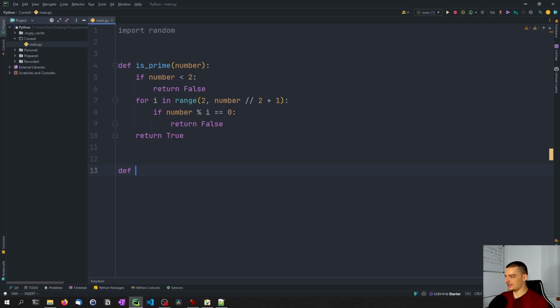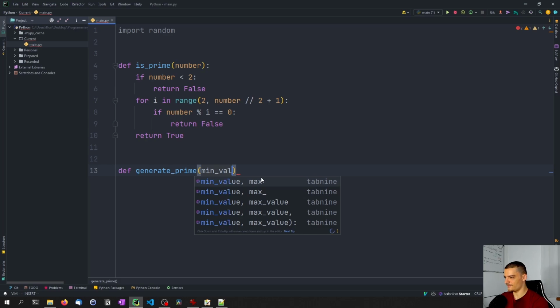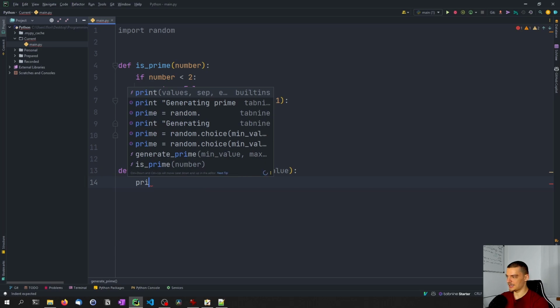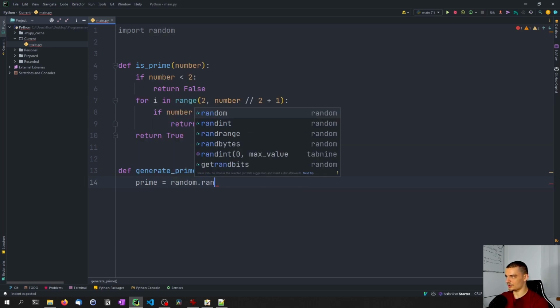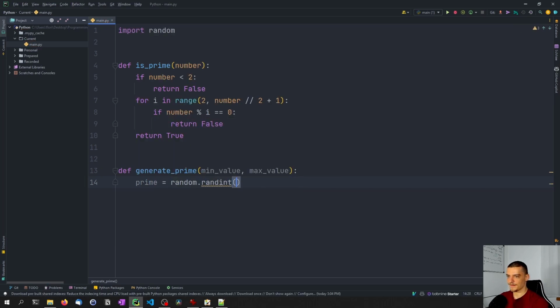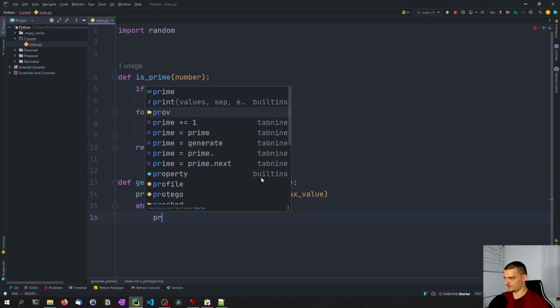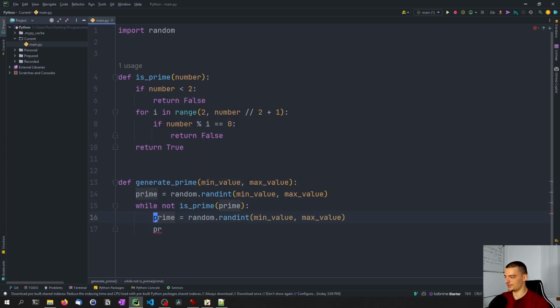Then we're going to use a generate_prime function here, which is also going to be just a helper, with min_value and max_value. What we want to do is say prime is going to be a random integer between min_value and max_value. And while not is_prime, we're going to just generate another one. So basically we're going to copy this here.